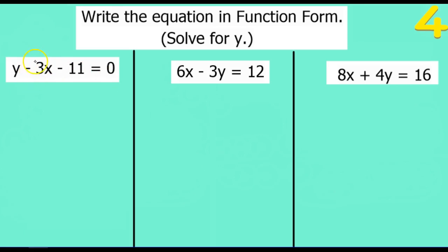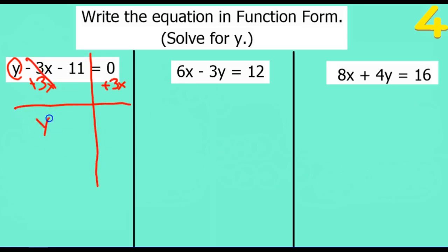Here I'm going to move my 3x over first. Still trying to get y by itself, so I'm going to add 3x to both sides. So we get y minus 11 equals 3x plus 0. Add 11. And y equals 3x plus 11.